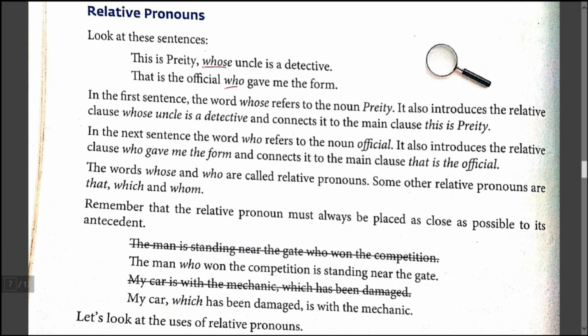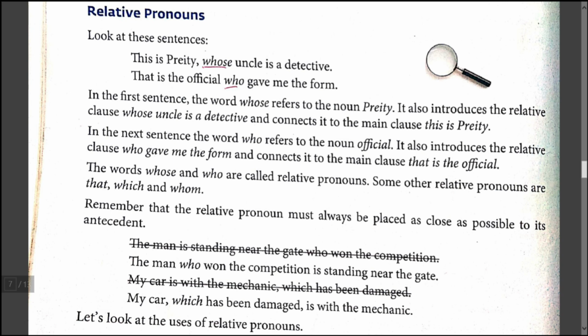Next one. In the second sentence, the word who refers to the noun official. Official means what? Officer. It also introduces the relative clause who gave me the form and connects it to the main clause, that is the official. Last year we did the clauses chapter: complex sentences, compound sentences, as well as simple sentences. Over there also I explained to some of the students, because I was teaching only one section, so other teachers have taught you.